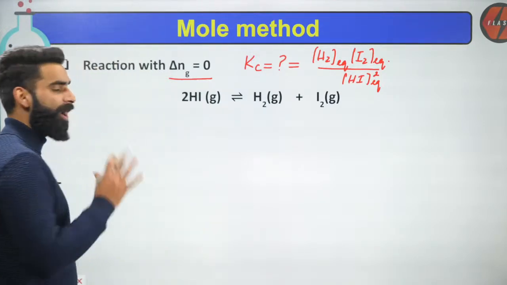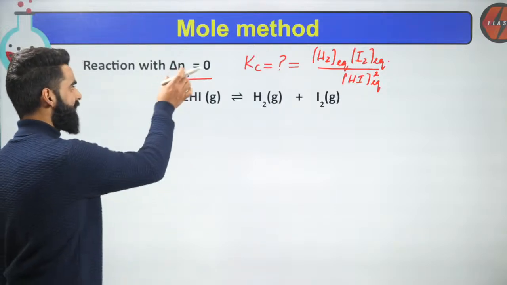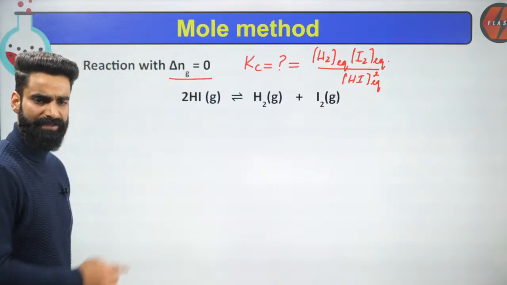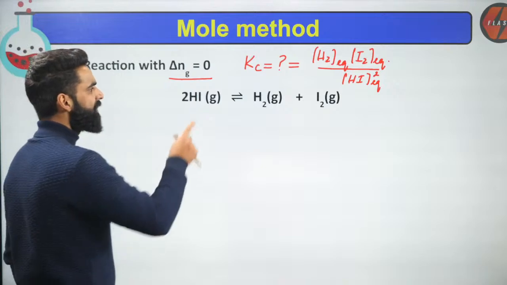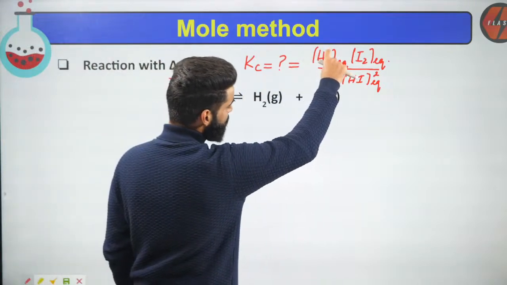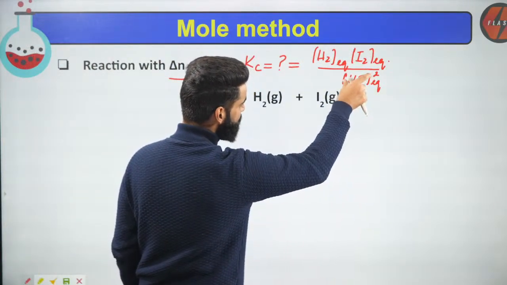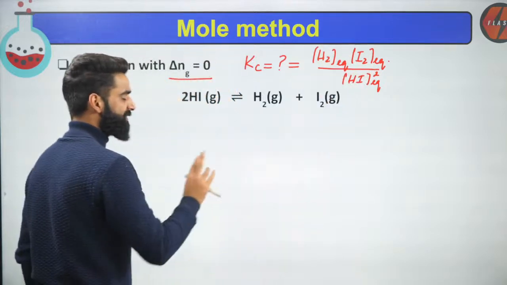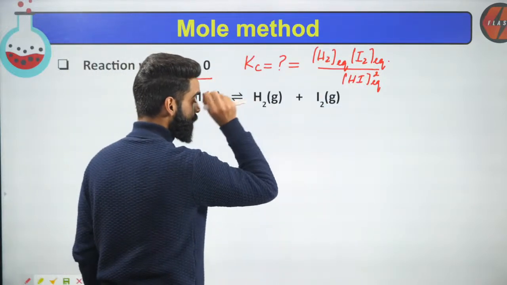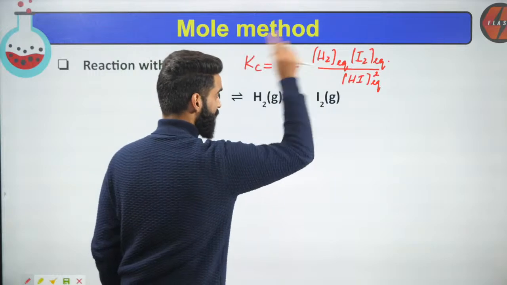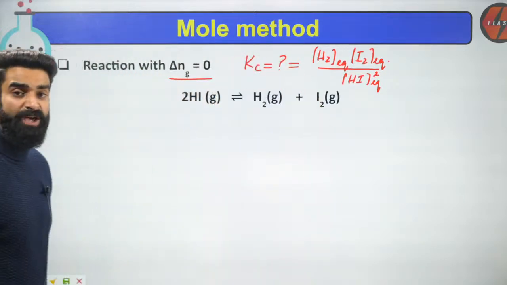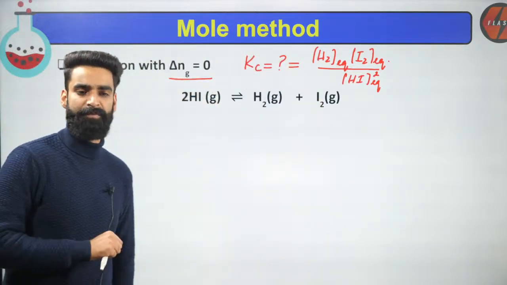See guys, see how to approach these sort of questions. First of all, I've taken the reaction for which delta Ng is 0. This is the reaction which I have. The Kc expression is the concentration of this divided by the concentration of this at equilibrium. So first of all, in order to write the expression for Kc, what am I supposed to do? I'm supposed to calculate the equilibrium concentration of each reactant and product right here.